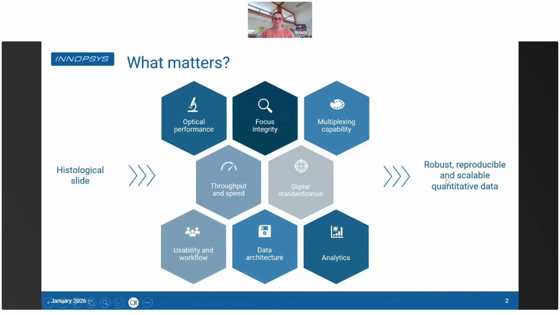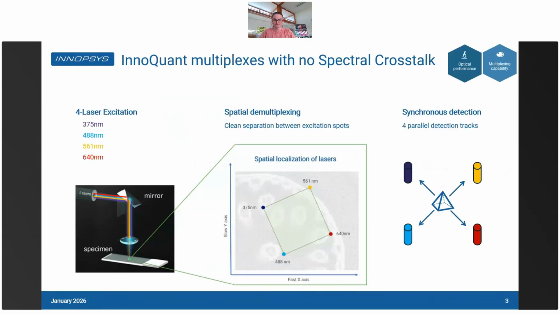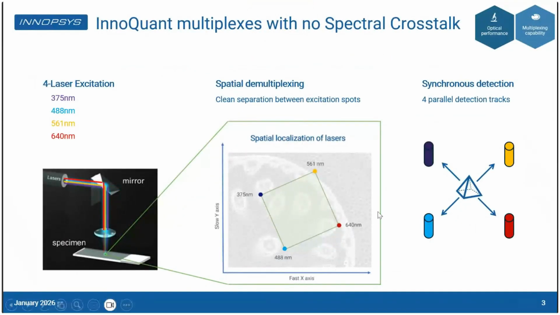So first, I will give you a very short introduction about how the technology works. So we are a confocal light slide scanner, and something that is very interesting is that we have 4 excitation lasers, so 4 excitation wavelengths, UV, 488, 561, and 640 nanometers. And our strong asset is that we are scanning these 4 colors simultaneously, like a short square on the sample.